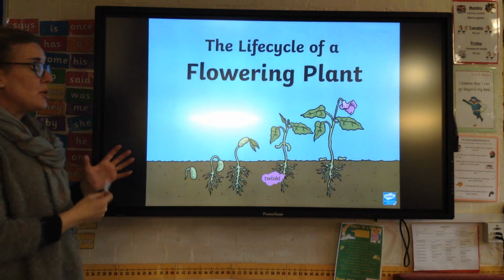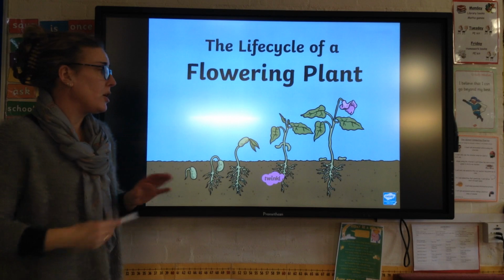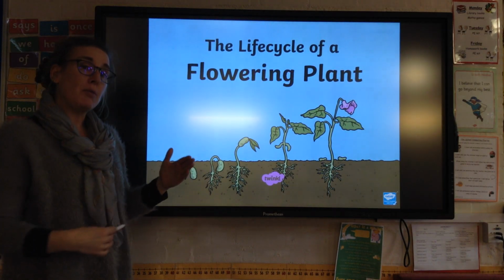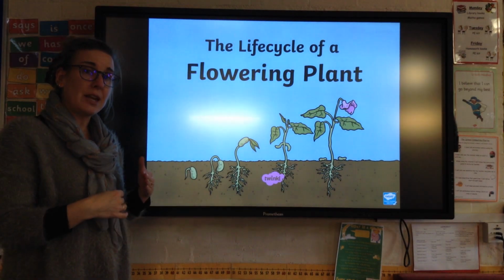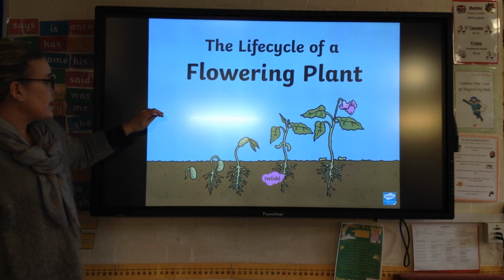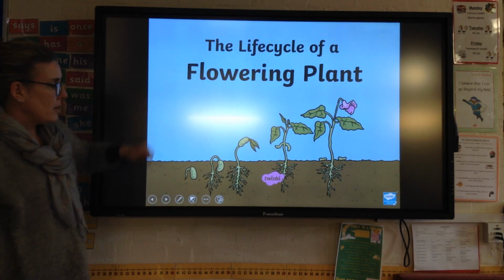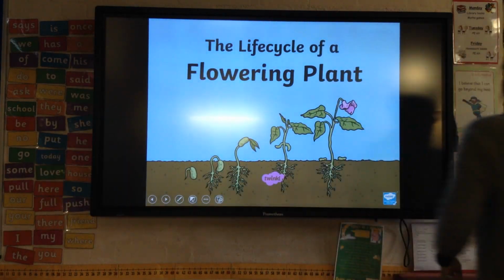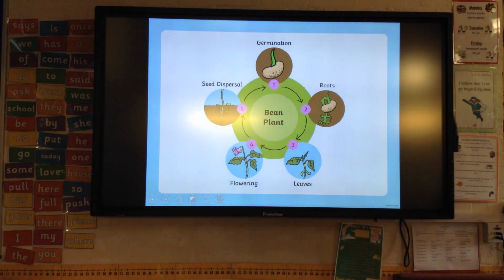So this is all about the life cycle of a plant. A bit like last half term when we were thinking about life cycles of animals, we're thinking about the life cycles of plants today. So on here, it's not going to work on there. I don't have the magic touch. So have a look through.